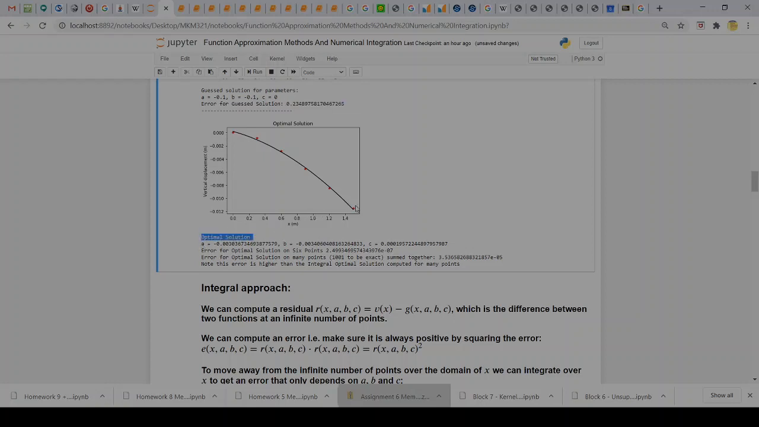You can do what you want. You can play as much as you want. You won't be able to beat this. This error is the lowest we can get it. 2.5 e minus 7. Okay, that is important to understand. That's the lowest we can go.